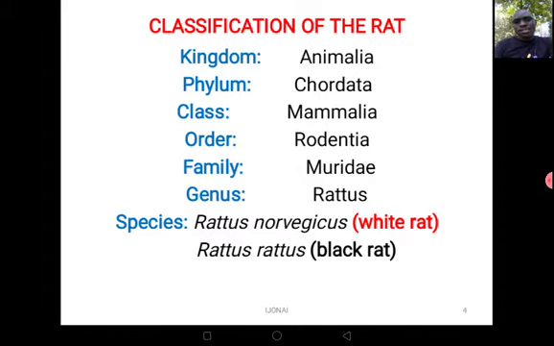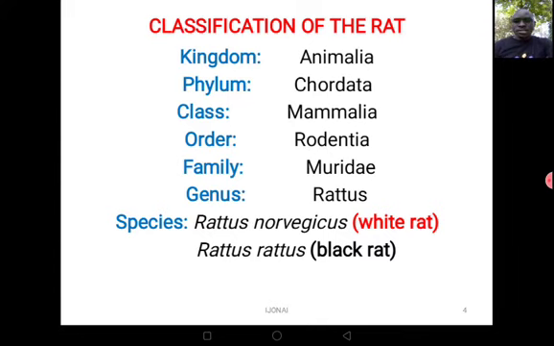And then class Mammalia. We actually belong to the same class with the rats. They are also mammals. Order Rodentia, meaning they are rodents, with squirrels and other members. Then we have family Muridae, genus Rattus.